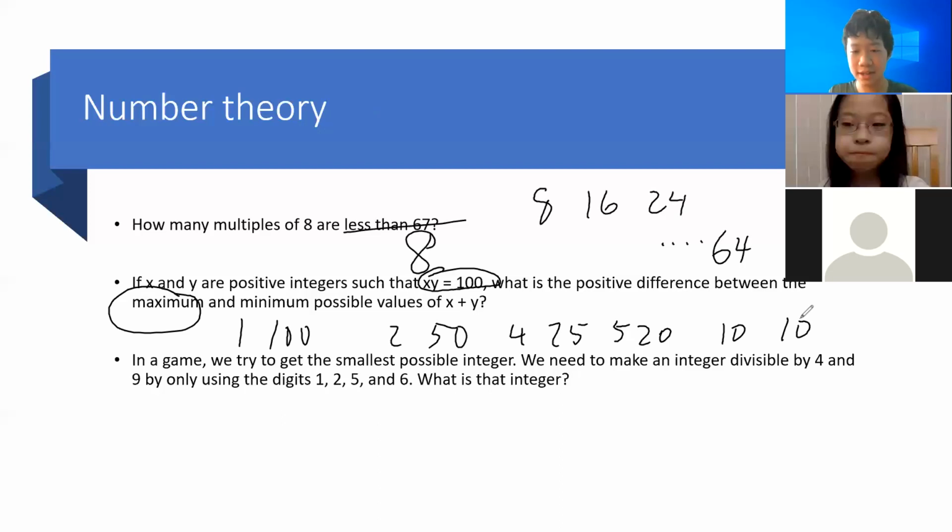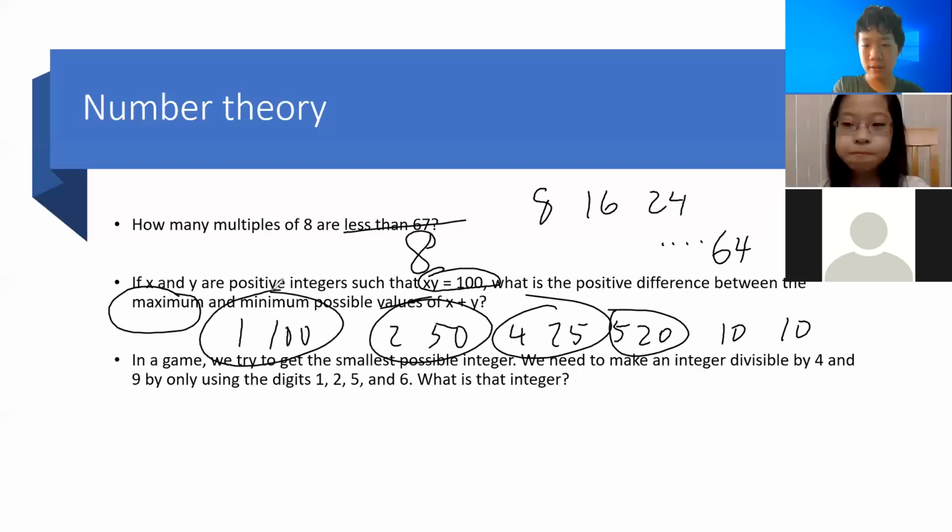Okay, if we look at these, I'm just going to group them a little bit. So which one has the biggest value of x plus y? Well, it's 1 and 100, that's 101. Which one has the smallest? Well, that's 10 and 10, which is 20. Now I find the difference, 81. So sometimes if you don't know what to do, just write out some of the possible values, okay?